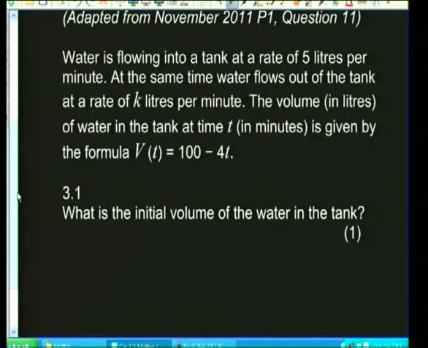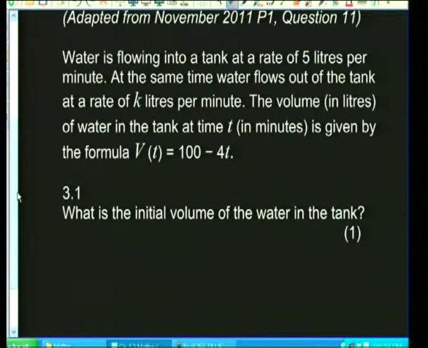Let's have a look at what they're asking us. They've said that water is flowing into a tank at a rate of 5 liters per minute. At the same time, water flows out of the tank at a rate of k liters per minute. The volume in liters of water in the tank at time t minutes is given by the formula V(t) is equal to 100 minus 4t. So that formula represents how much water is in the tank at a particular time in minutes.